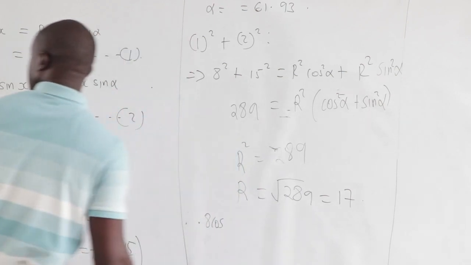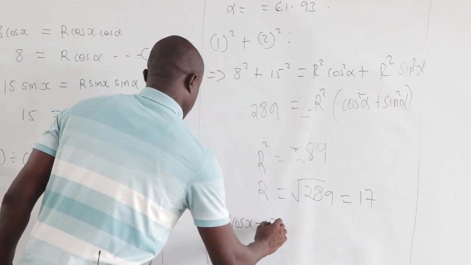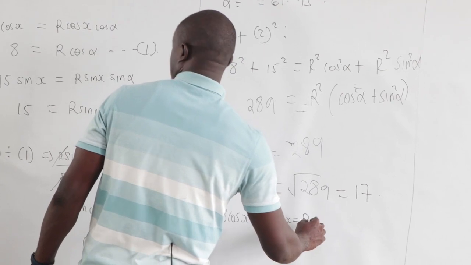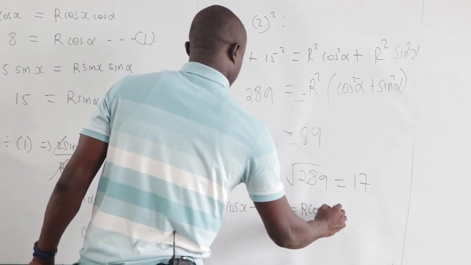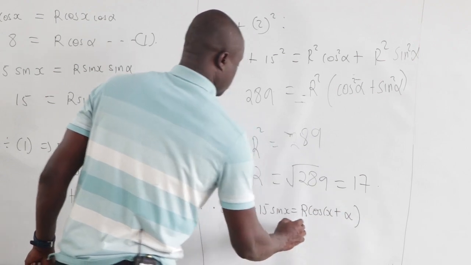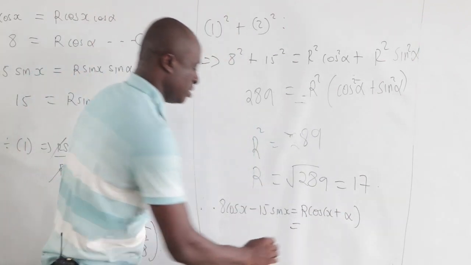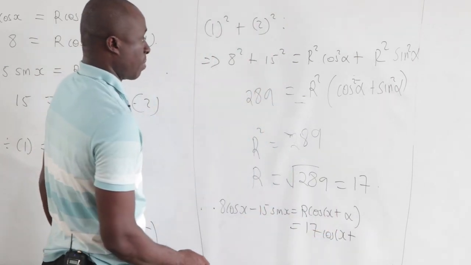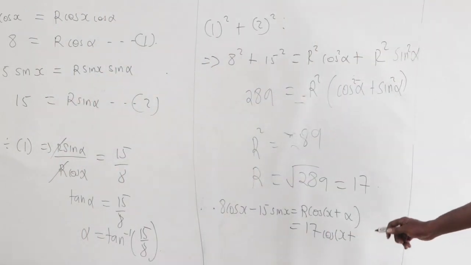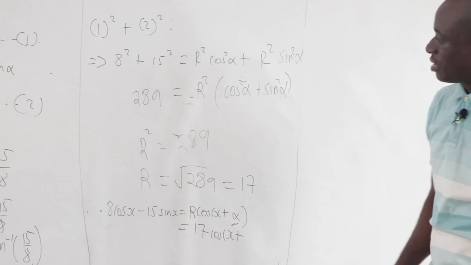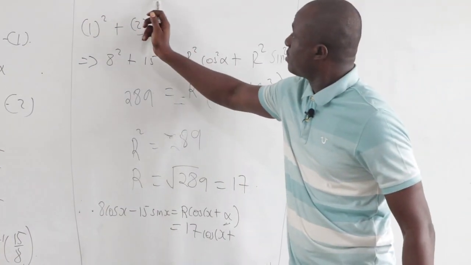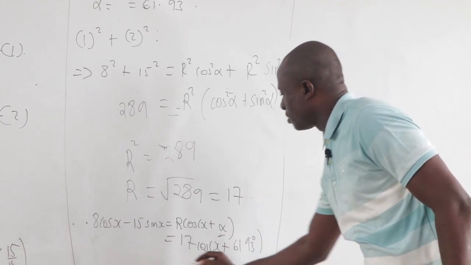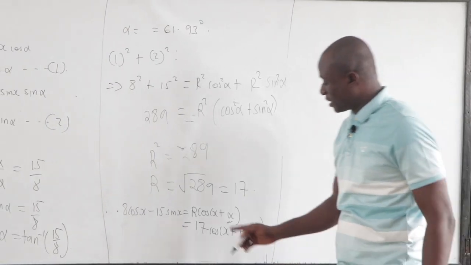Therefore, 8 cos x minus 15 sin x, we are being told to express in the form r cos(x + alpha). Now, what is r? 17. What is alpha? We have to find alpha, and alpha is 61.93 degrees. We want to find the maximum and then the minimum value.